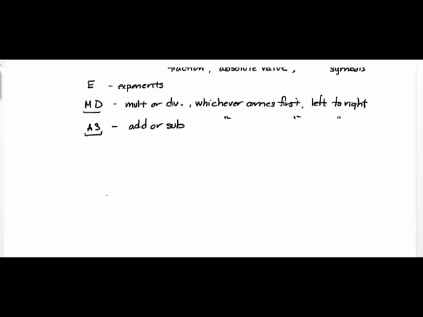Okay, so let's try a couple. I'm asked to evaluate 15 minus 10 divided by 2 plus 3. Okay, so going from left to right, the first thing I look for is if there are any parentheses, which I don't see, exponents, which I don't see, and then I look for multiplication or division. Bam, I see it right here.